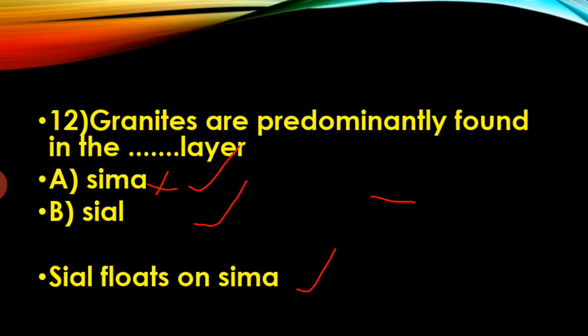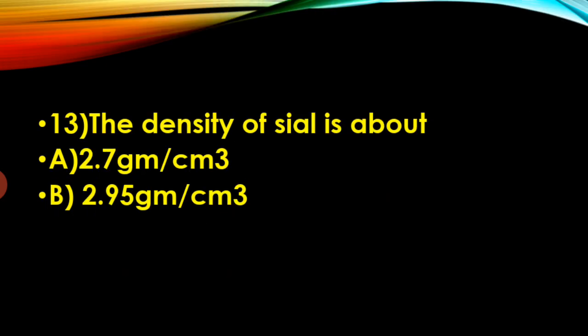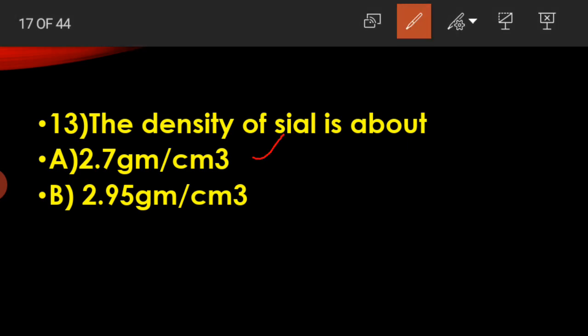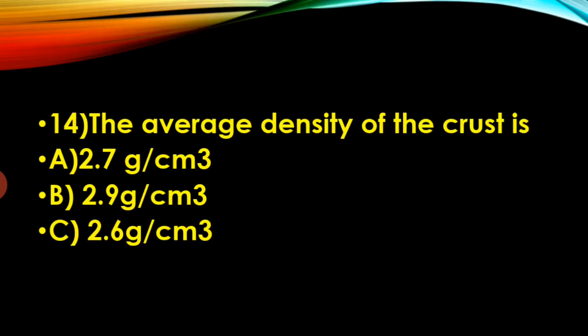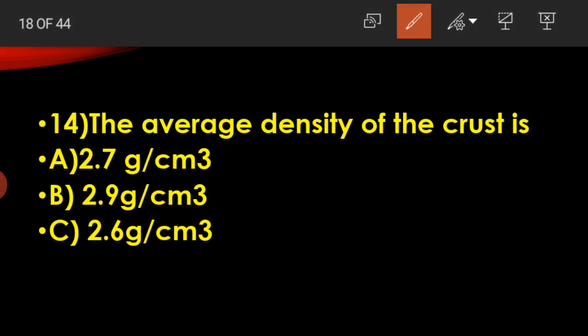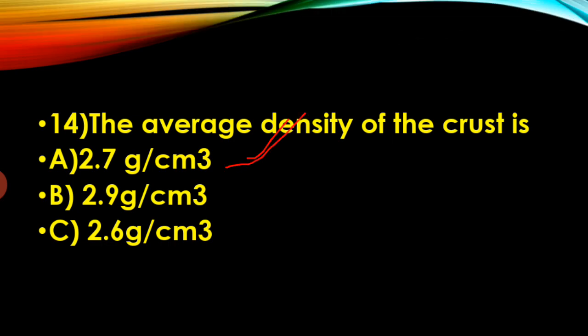Okay, next question. The density of the CL is about option A 2.7 grams per cubic centimeter, option B 2.95. Here is the correct answer, 2.7 grams per cubic centimeter. The density of CL is 2.7 grams per cubic centimeter. Next question. The average density of the crust is 2.7 grams per cubic centimeter. The correct answer is 2.7 grams per cubic centimeter.